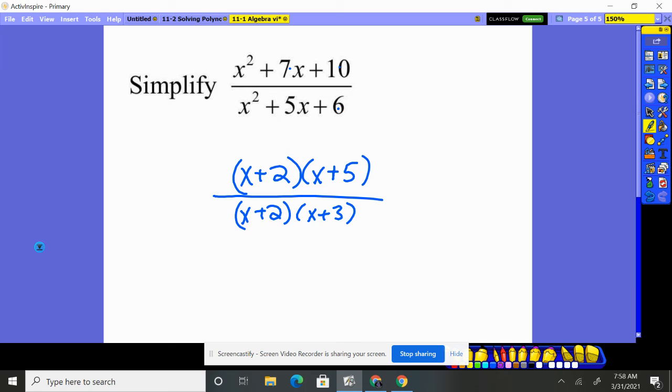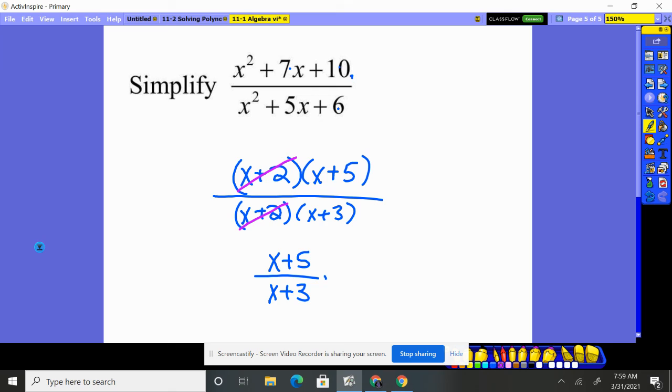Do you see anybody that's the same? Yes, this guy and this guy are going to cross out. So this simplifies to an x plus 5 over an x plus 3. It's going to be a lot easier to plug into this than it is that, isn't it? Yes. So this is simplified.